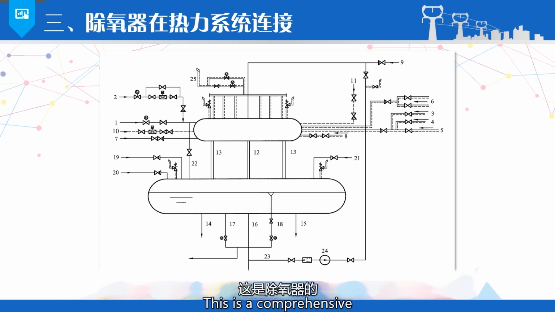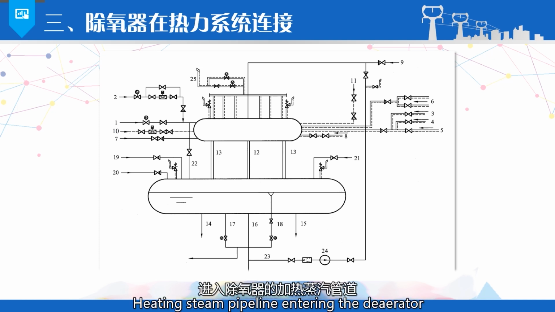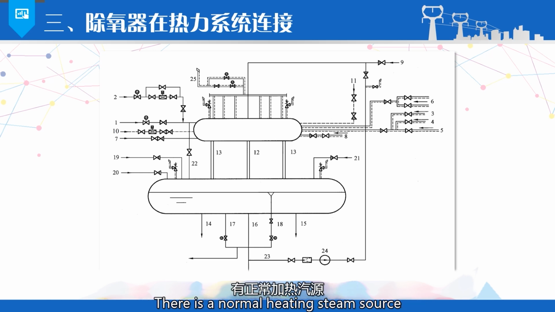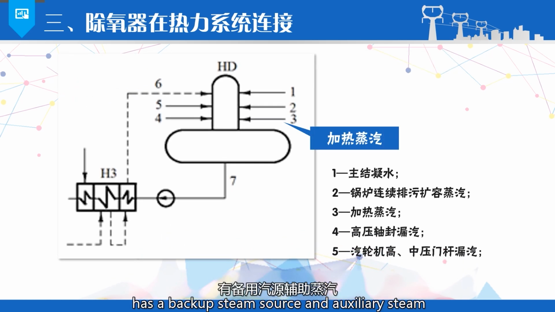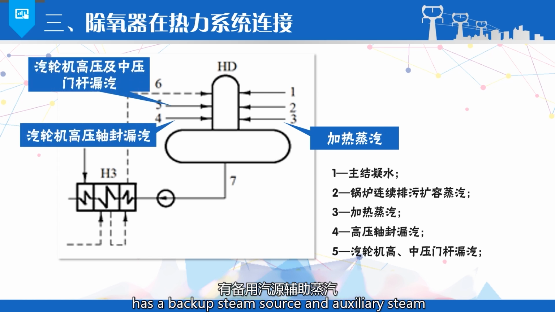This is a comprehensive thermal system diagram of the deaerator. We can see the heating steam pipeline entering the deaerator. There is a normal heating steam source. The fourth stage of steam extraction has a backup steam source and auxiliary steam.